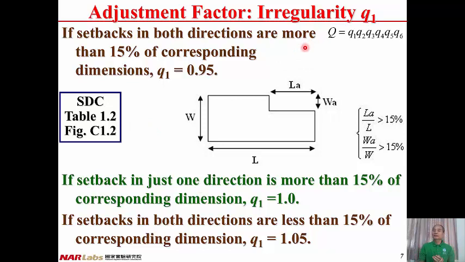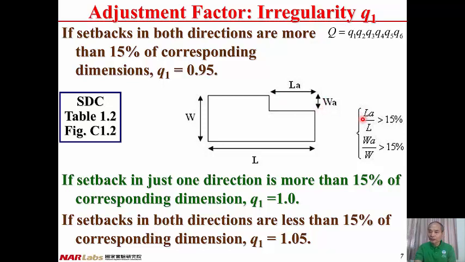Let us consider the irregularity Q1 first. From Seismic Design Code Table 1.2, Figure C1.2. This is the plan view of a building. Along the X direction, we have a setback with a dimension LA. And along the Y direction, we have setback WA.